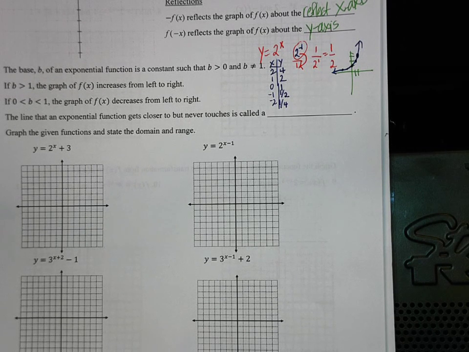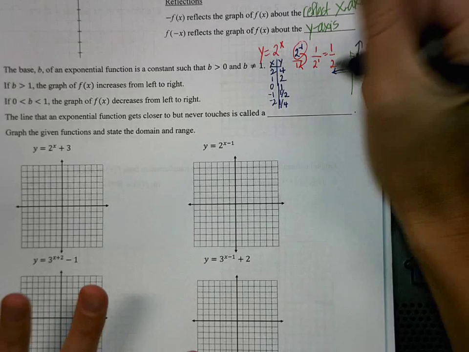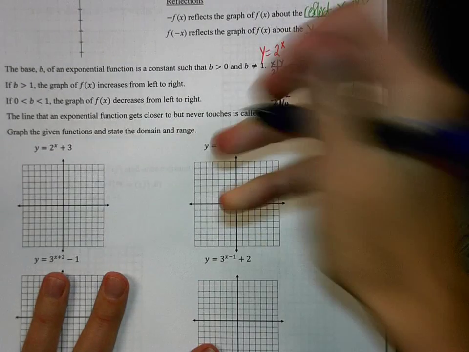Does anybody know what it's called when a graph won't touch a line? So it's called, and this is what we're going to write right here, it's called an asymptote.